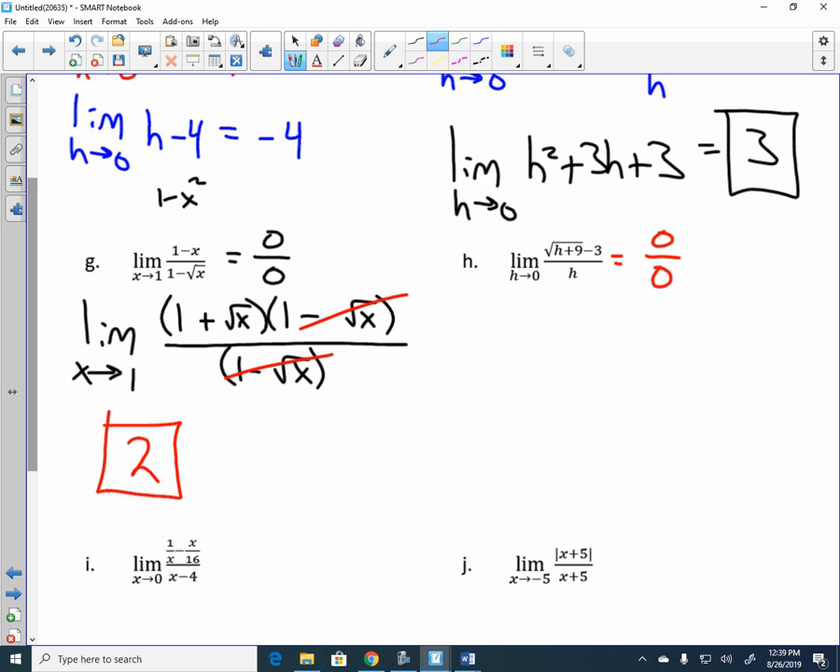So, I'm going to take Ishika's advice. I'm going to multiply by the conjugate. I don't see really any way around this. What is the conjugate here? Square root of h plus 9 plus 3. Remember, conjugate means to change the ending, right? So we change the ending.